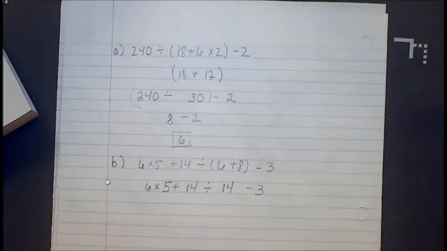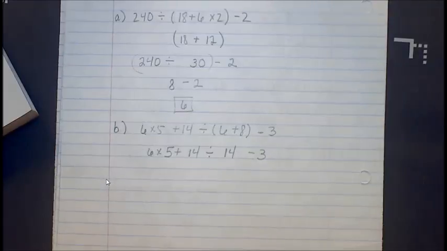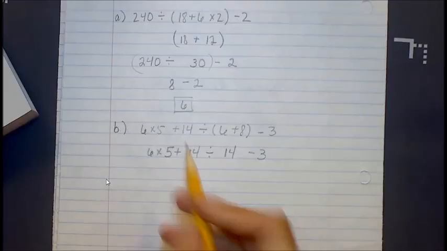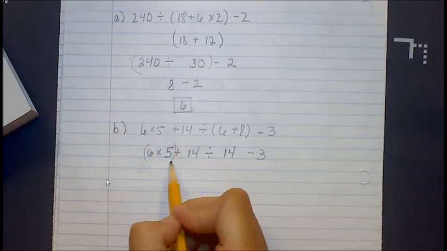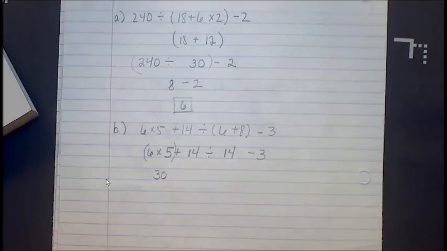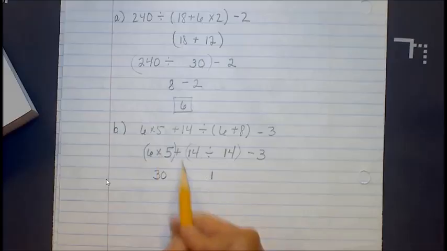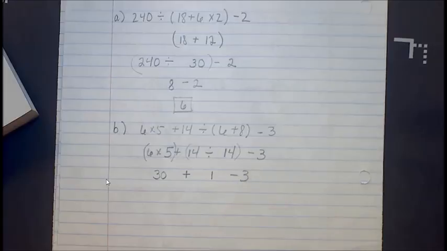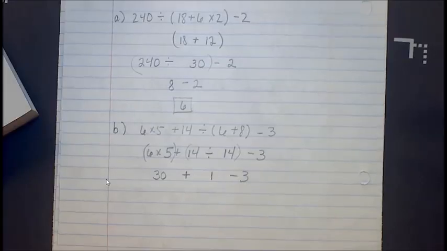Okay? So the next thing we're going to look at is multiplying and dividing, working left to right. We've got a multiplication here, 6 times 5. That's going to equal 30, right? And then we've got 14 divided by 14, which is going to be 1. Between those two there was an addition sign, so we put the plus back in there, and then we do the minus 3. Everybody see what I did there on that step?